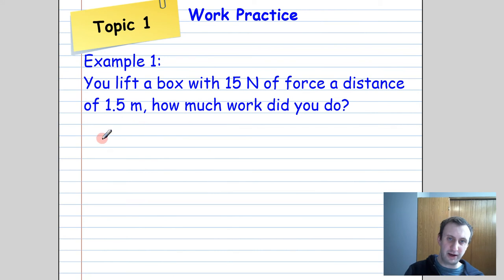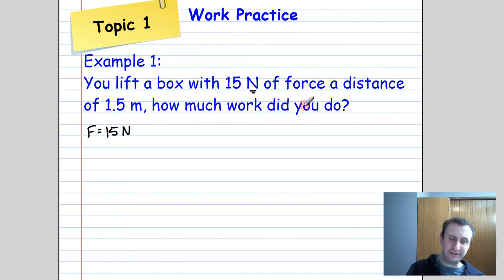So you lift a box with 15 newtons of force. That's my F. So I'm going to start out by writing everything that I know. My force, my F, is equal to 15, and the unit is N, which is newtons. I never write a number without a unit. I always need to have a unit afterwards.